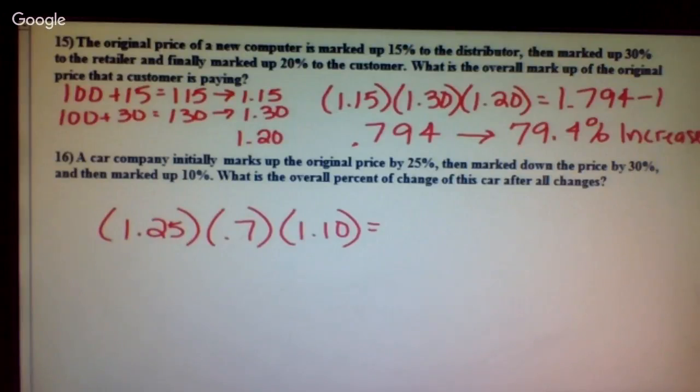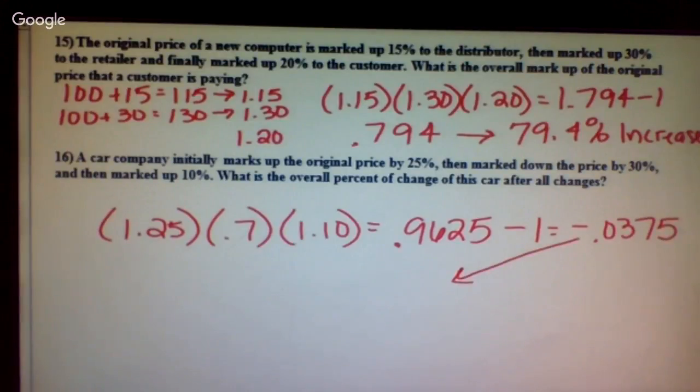What do we get? I be forgetting to put the decimal. 0.9625 minus 1. So this tells me we have decreased 3.75%.